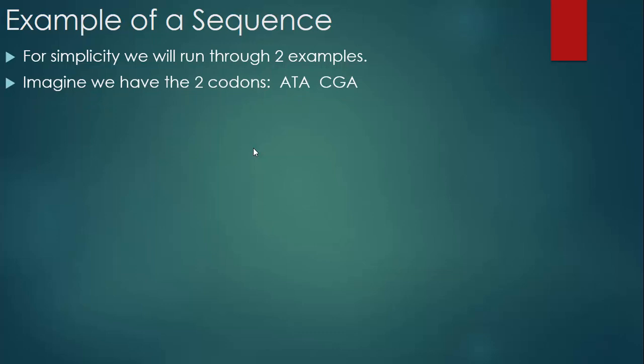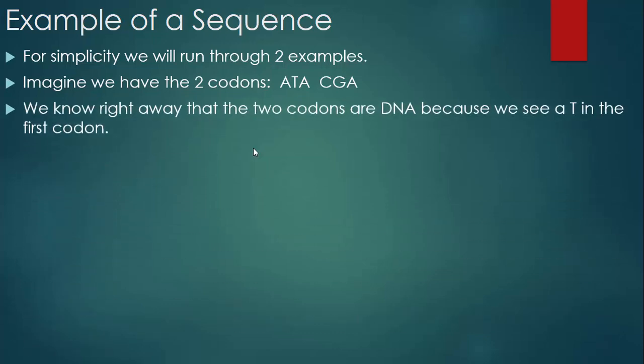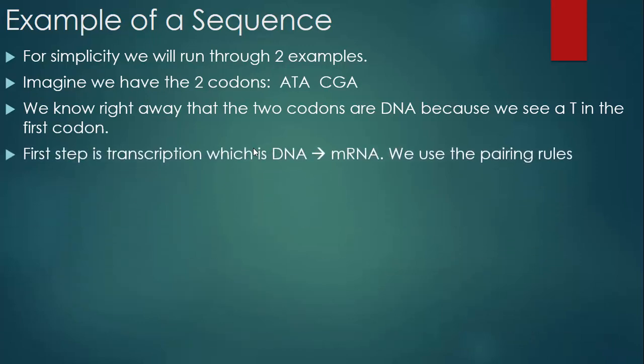So imagine we have two codons, ATA, CGA. We know right away the two codons are DNA because we use the word codon, and we also see a letter T in the first codon. And a codon is just three bases. That's it, because codons, or DNA, are read three letters at a time from left to right. So this will read ATA, which will code for an amino acid, and then CGA, which will code for another amino acid. So the first step is transcription, which is DNA to mRNA.